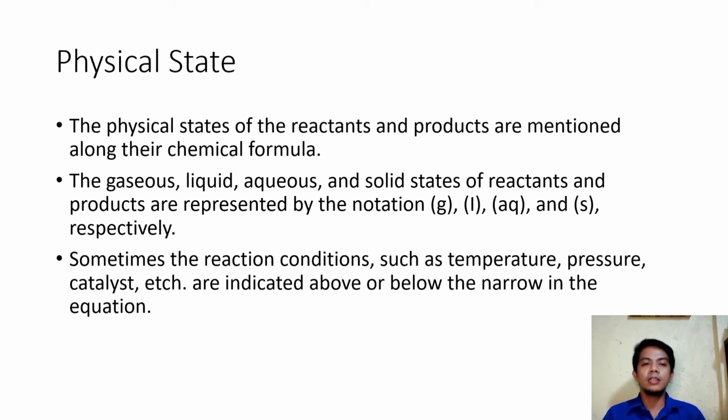So next is, what is physical state? The physical states of the reactants and products are mentioned along their chemical formula. The gaseous, liquid, aqueous, and solid state of the reactants and product are represented by the notation G, L, AQ, and S respectively. Sometimes the reaction conditions such as temperature, pressure, catalyst, etc. are indicated above or below the arrow in the equation.